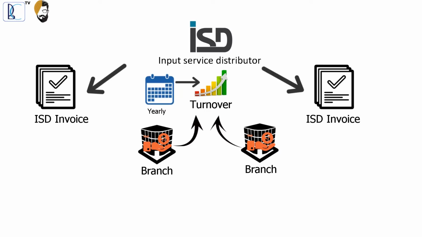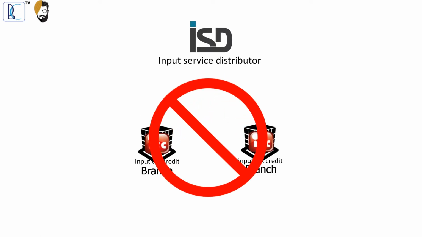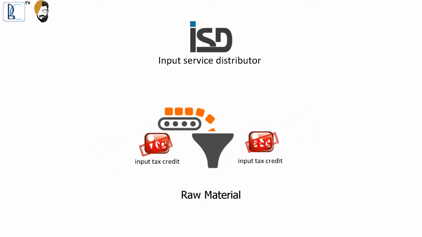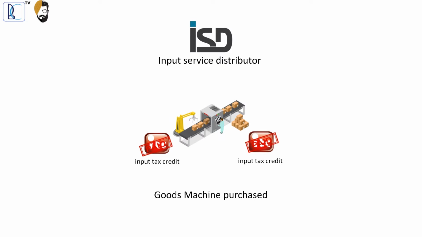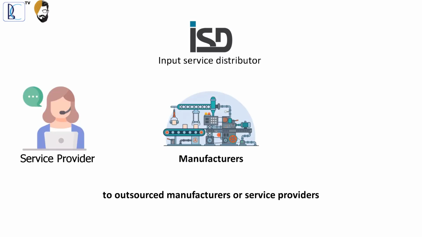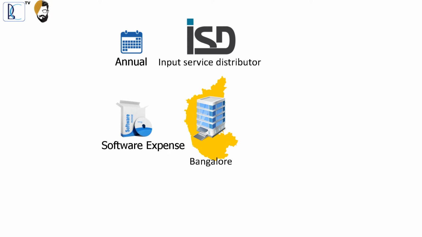By issuing an ISD invoice, the branches can have different GSTINs but must have the same PAN as that of the ISD. Situations where ISD is not applicable: ISD cannot distribute the input tax credit paid on inputs, raw materials, capital goods, or machinery purchased for outsourced manufacturers or service providers.